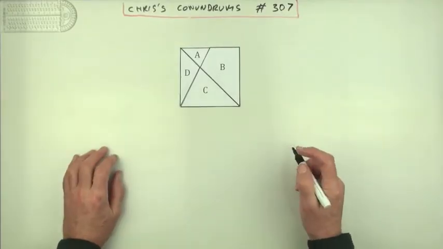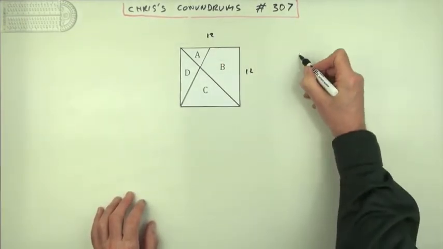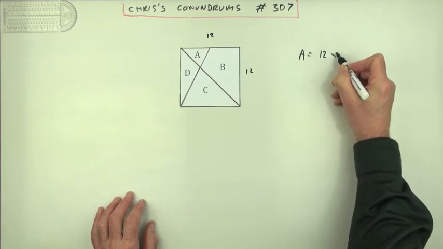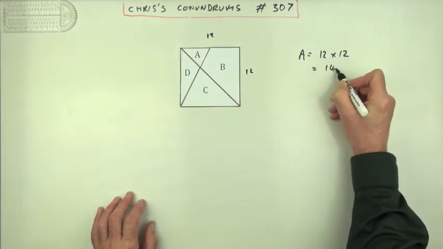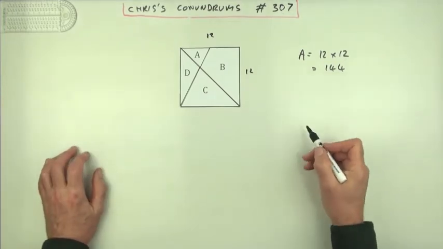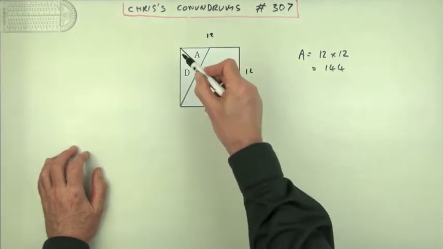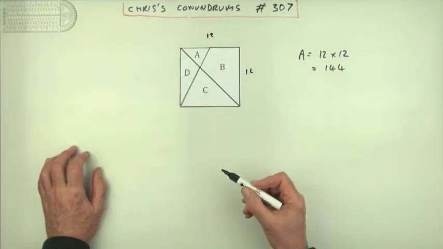Well, here's the square. Each side is 12 centimetres. That means the whole area is going to be 12 times 12, which is 144. It's in centimetres, but I'll just leave it as numbers just now. Well, this looks like a case for simultaneous equations. What have we got? Well, a diagonal quite clearly cuts things in half.